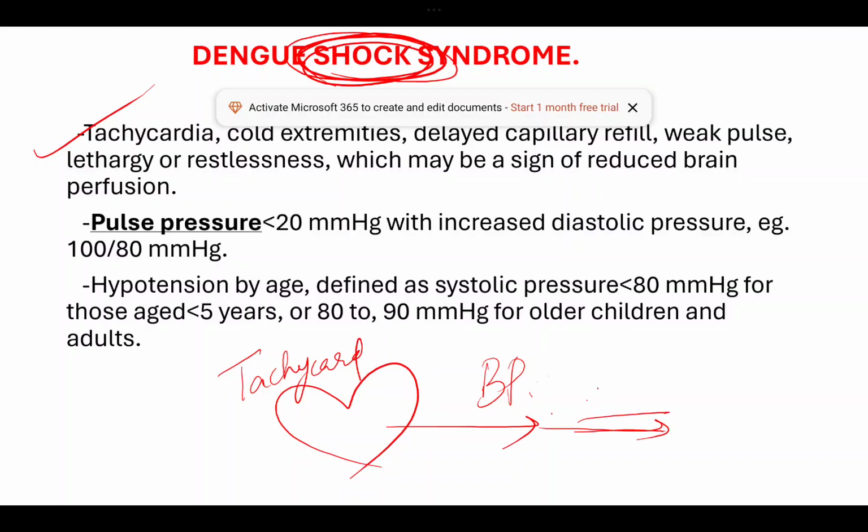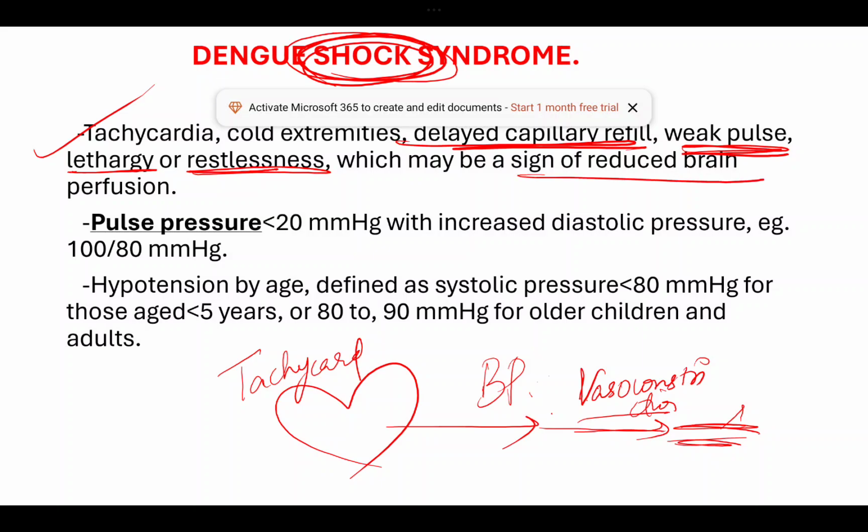Okay, it will cause vasoconstriction of blood vessels, and it is causing the reduced blood supply to the extremities and the skin. Cold extremities will be there, delayed capillary refilling, weak pulse, and lethargy, restlessness will be seen. This is a sign of reduced brain perfusion. When there is a reduced brain perfusion, then what happens? There is lethargy and restlessness.